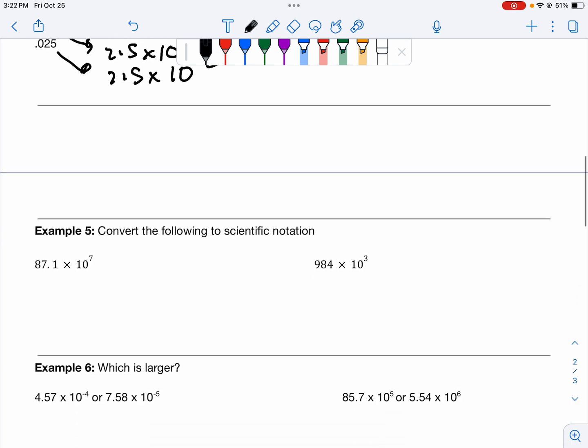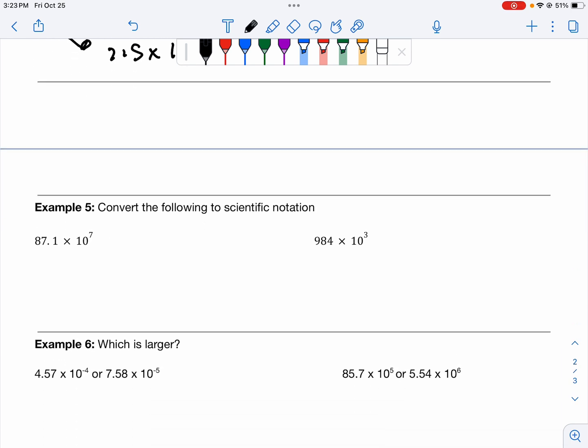Okay, convert the following to scientific notation. Okay, so this is a little bit weird. 87.1 times 10 to the 7th is really close to scientific notation, but it's not in scientific notation. This has to be 8.71 times 10 to a number. Now, I have to think to myself, what did I do here? I made the first number smaller by a factor of 10, so I need to make the second number bigger by a factor of 10. So I'm going to change that from 10 to the 7th to 10 to the 8th.